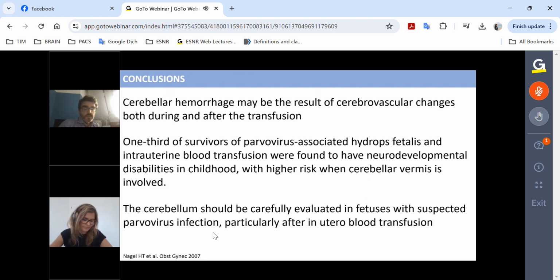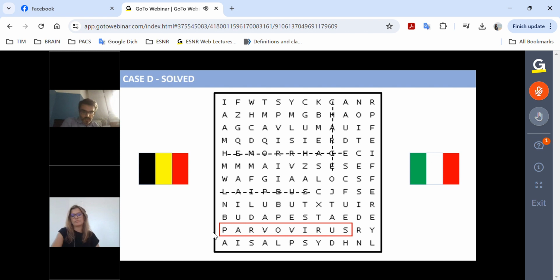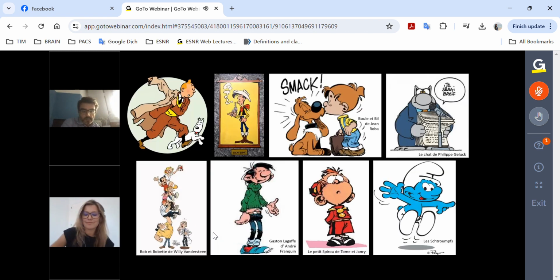But be aware that cerebellar hemorrhage may be the result of cerebrovascular changes both during and after the transfusion, and in particular, parvovirus-associated hydrops is related to disability if not treated. So look at the cerebellum when you do a transfusion to your fetus. And here was the solution, parvovirus. And the next case is from Martina again.